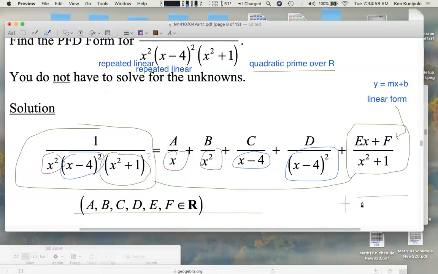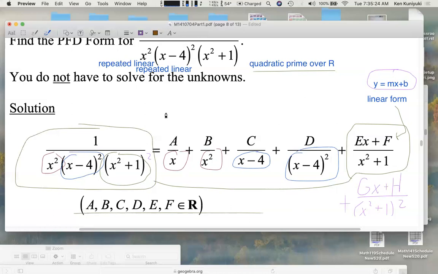Again, we run up to the power. We have x squared plus 1 all squared in the bottom, we run up to that power. And on top, we have another linear form. What would you use? Linear form. Think slope-intercept form. You could use gx plus h, where g and h represent real numbers, but they're unknown.